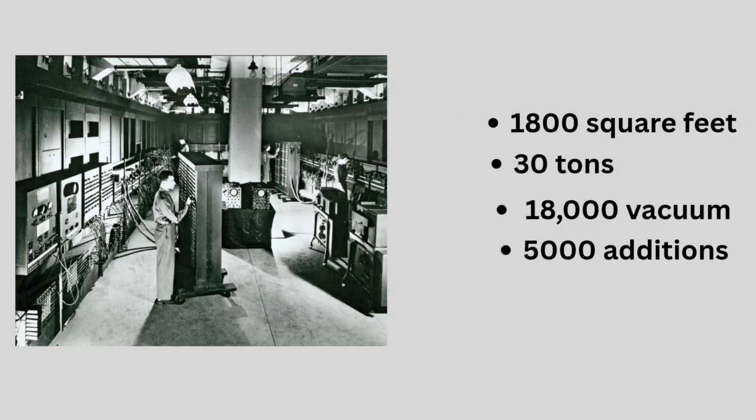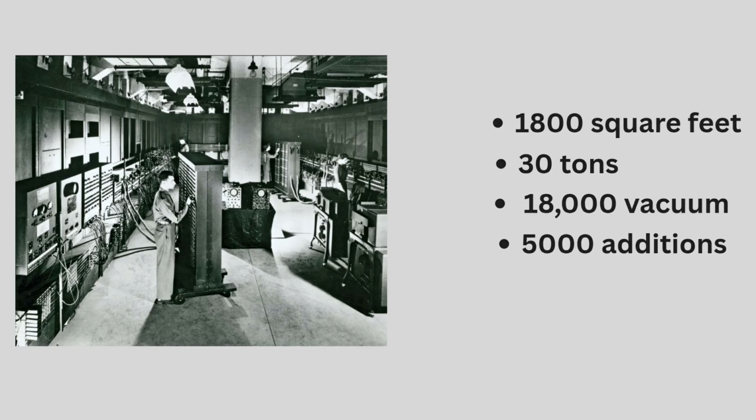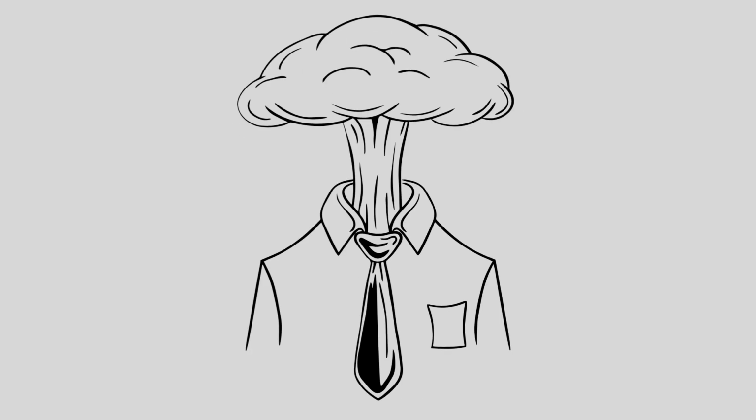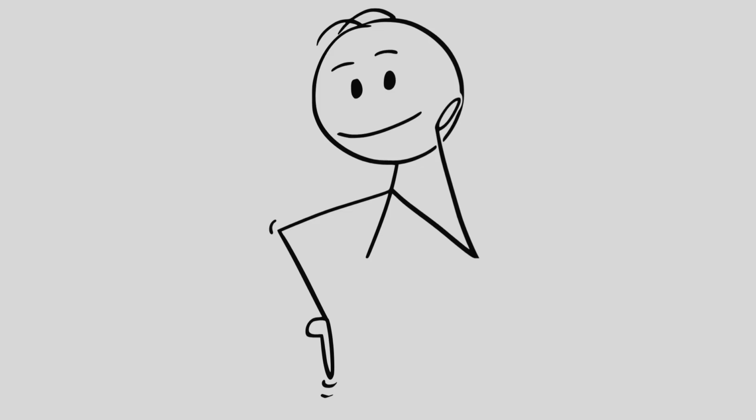It weighed 30 tons. It had 18,000 vacuum tubes, and it could do about 5,000 additions per second. Your phone does billions per second. But at the time, ENIAC was mind-blowing. It could calculate artillery firing tables in hours instead of days.